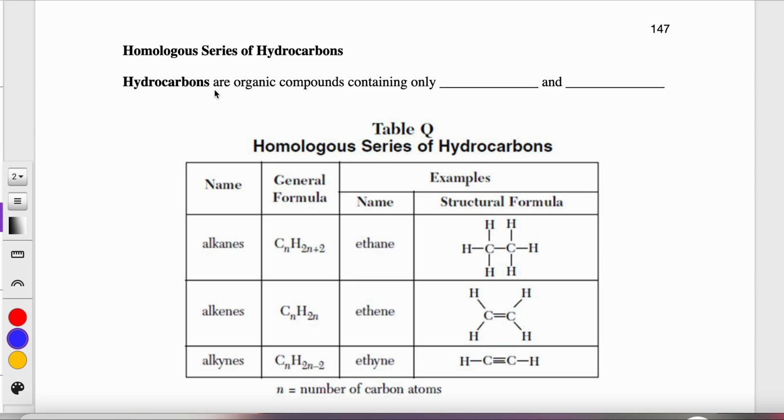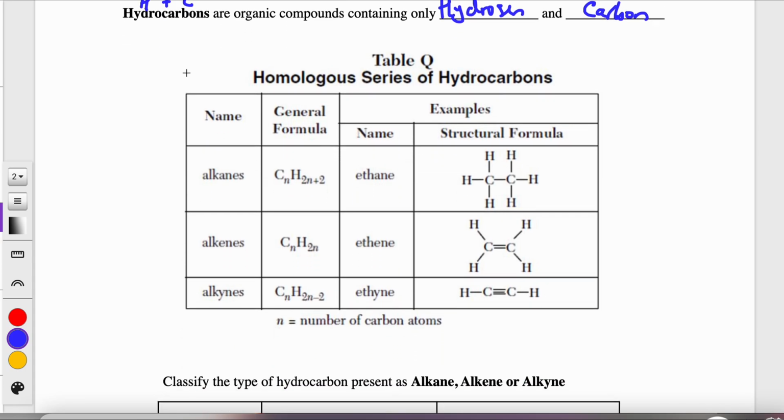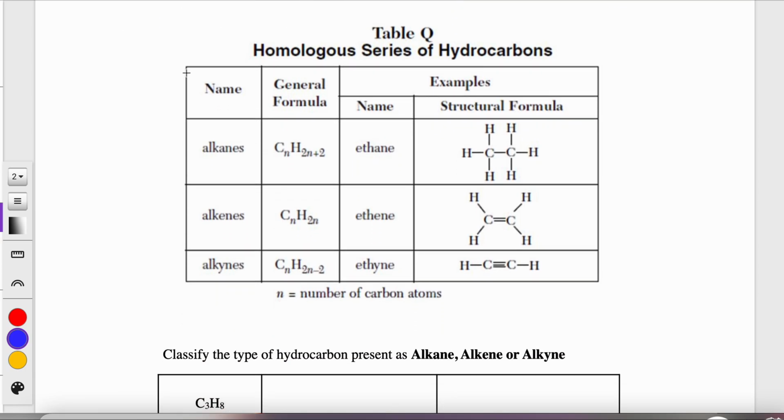Now, hydrocarbons, these are our simplest organic compounds because they only contain hydrogen and carbon. It's very simple and very straightforward. So hydrocarbon, hydrogen, and carbon only. On table Q, it provides you information for the three hydrocarbon series that you need to be able to work with, identify, classify, draw structures of.